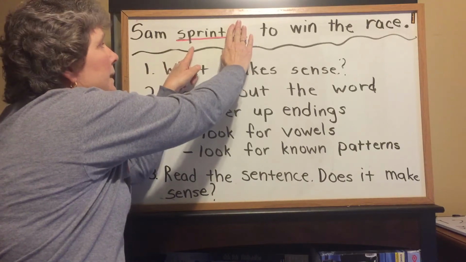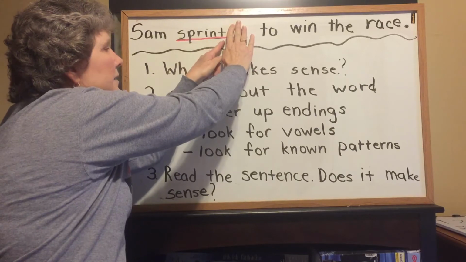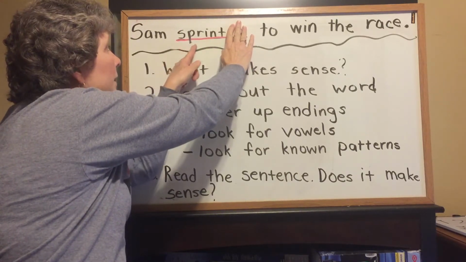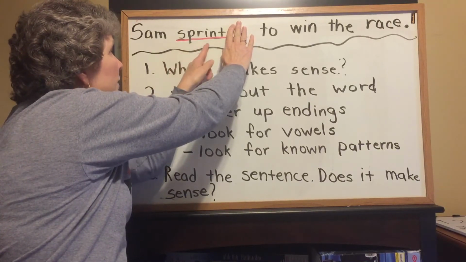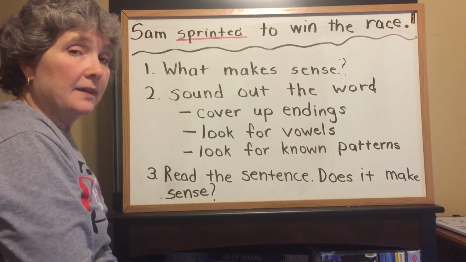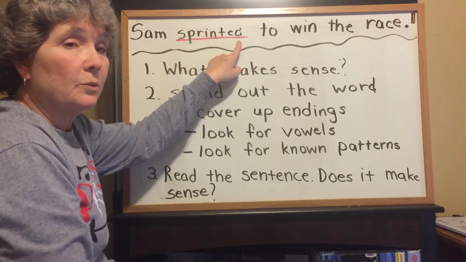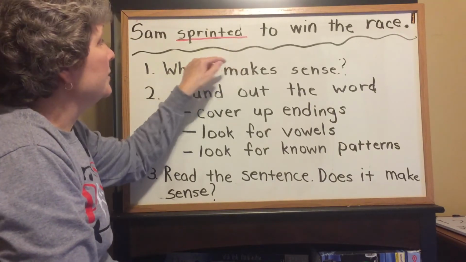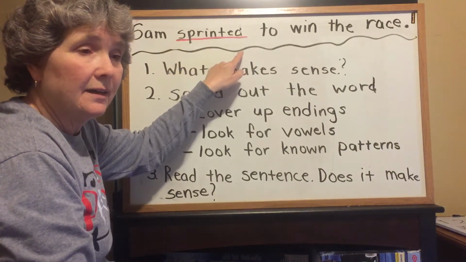S, p, in, t. Let's say the sounds a little bit faster. Sp, int. And a little faster, sprint, sprint. Now I can add the ed ending back onto the word. Remember, the ed ending just makes the word mean something that has already happened. So now the word is sprinted, sprinted.